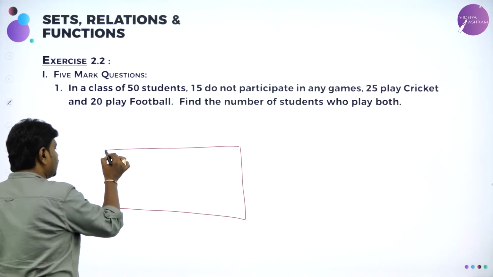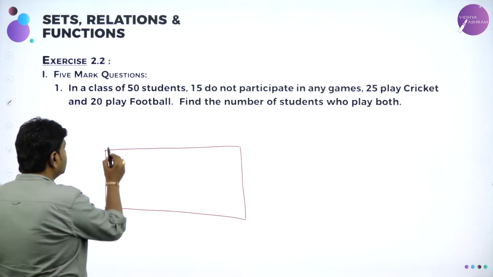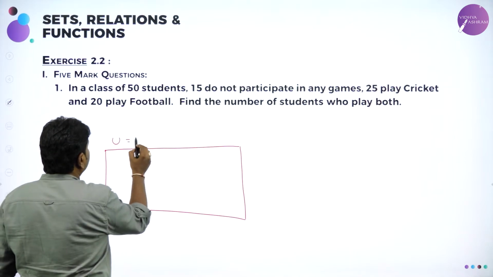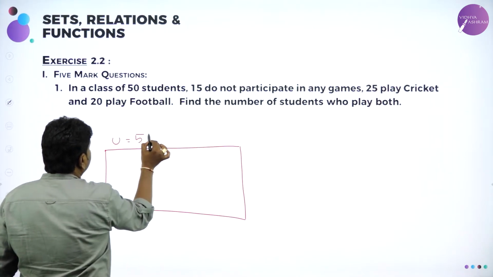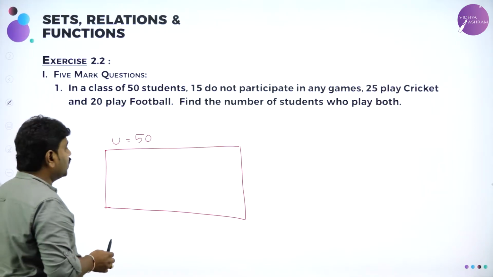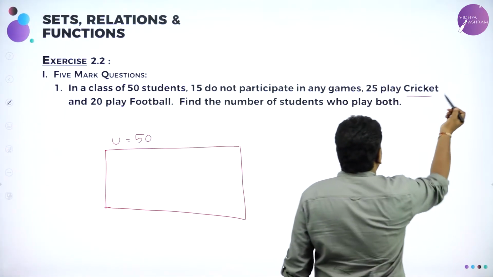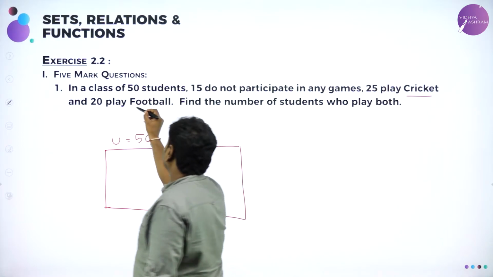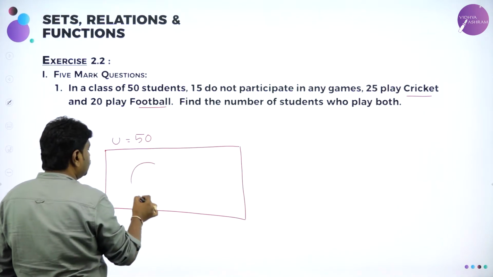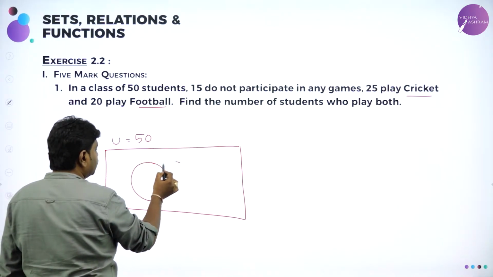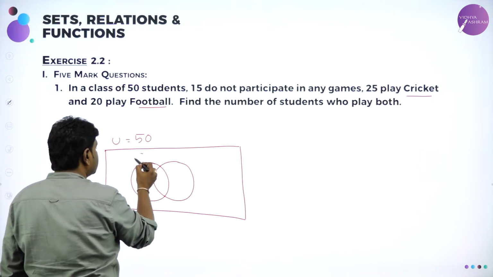You know the rectangle represents the universal set. So the universal set they give is 50. So U is equal to 50. And two sets are given. One is cricket, the other one is football. So draw two sets, set 1 and set 2. I call one C and one F.